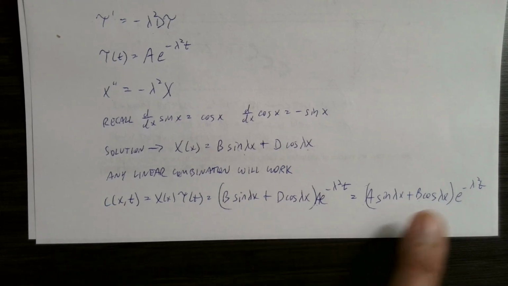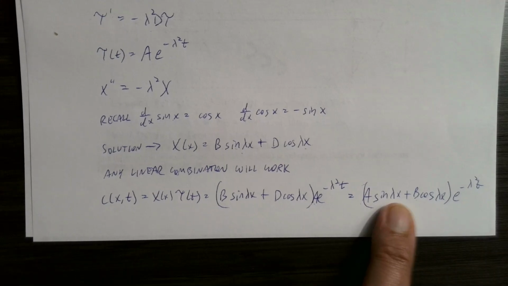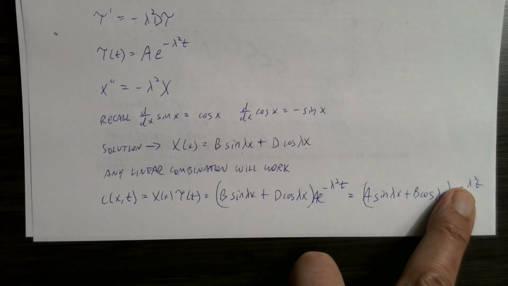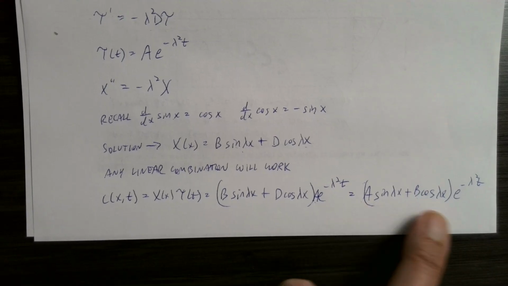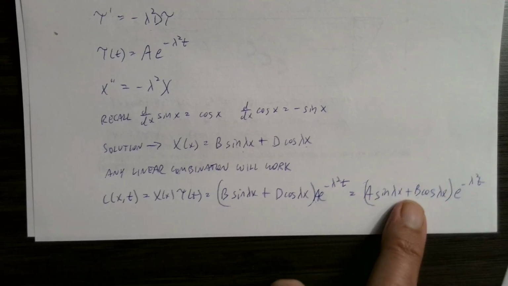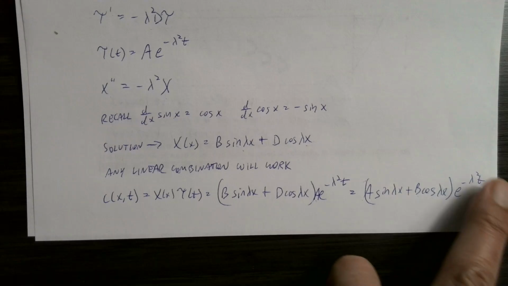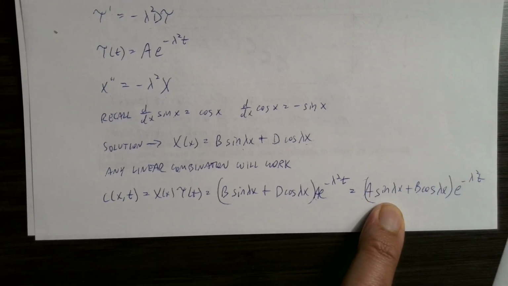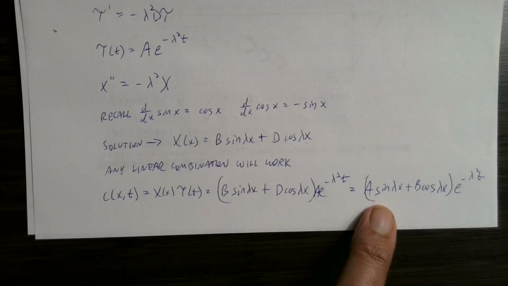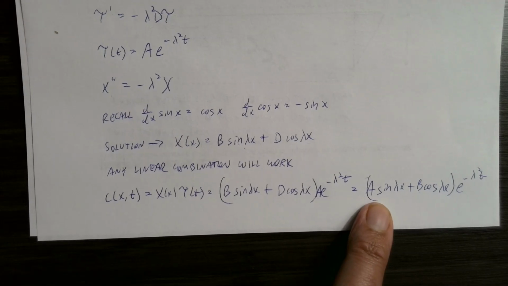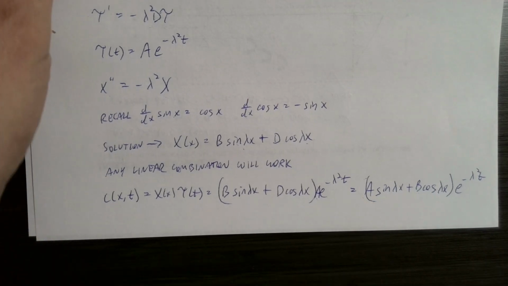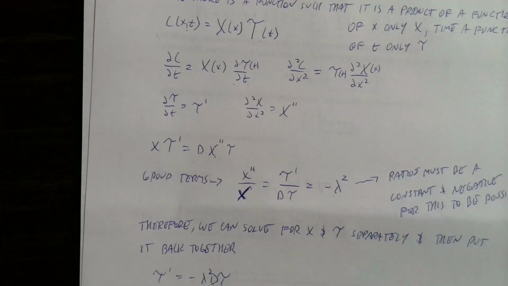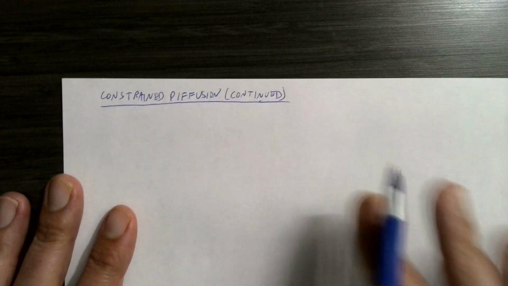So the concentration is a sine lambda x plus b cosine lambda x times e to the minus lambda squared t. And so this is our general solution. This will satisfy the governing partial differential equation, and now we need to figure out how to make this satisfy the initial and boundary conditions. So that's what I want to focus on here in this video. So let's start by writing out briefly what that was.